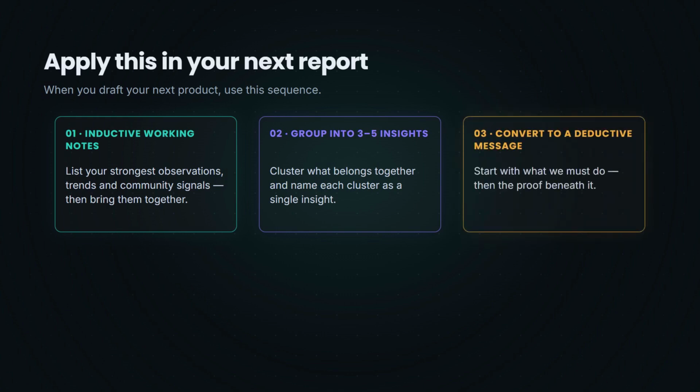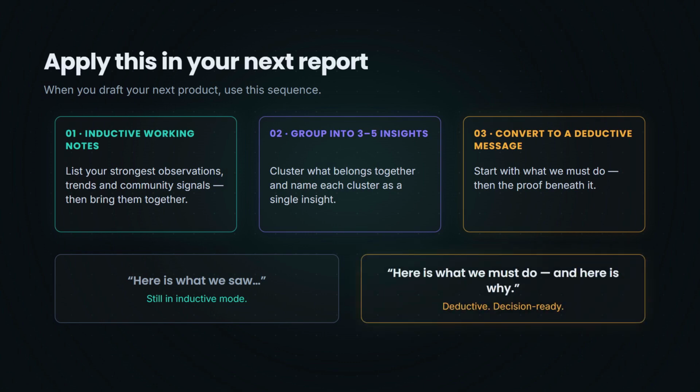If your paragraph begins with, "Here is what we saw," you are still in inductive mode. If it begins with, "Here is what we must do, and here is why," you are using deductive and it is decision-ready. In summary, remember this.